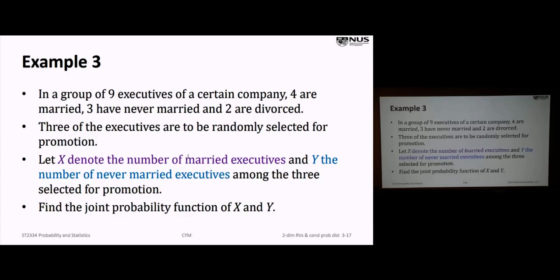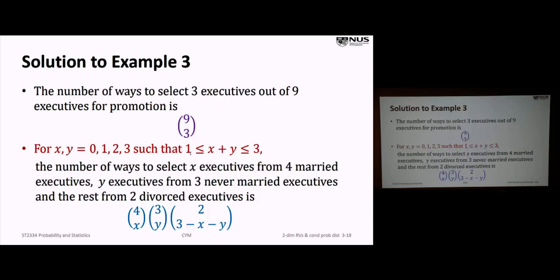So, yes, X could be 0, 1, 2, or 3, because there could be none of them which are selected and married. 1 could be married, 2 could be married, 3 could be married. And similarly, there could be 0, 1, 2, or 3 never married individuals, because 3 are never married. Okay, so those are both feasible scenarios, but we do have this constraint here.